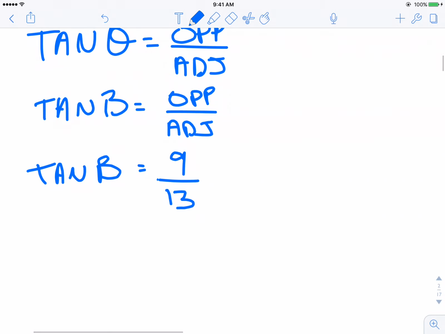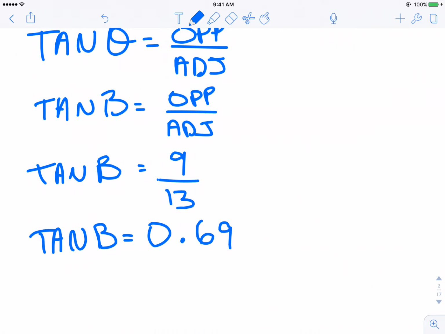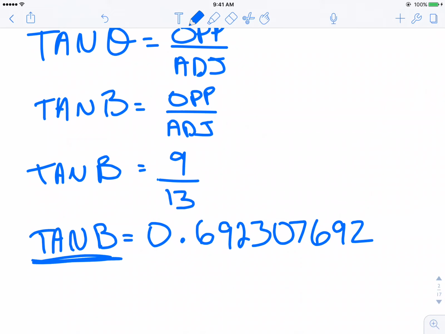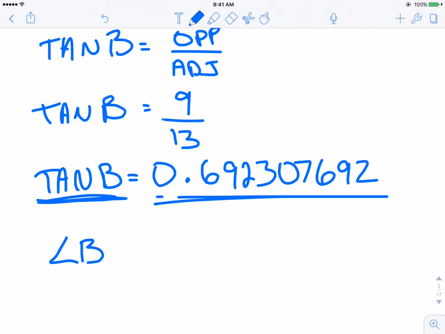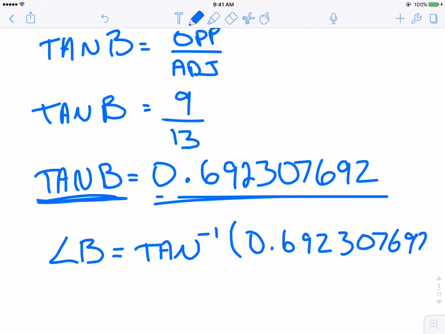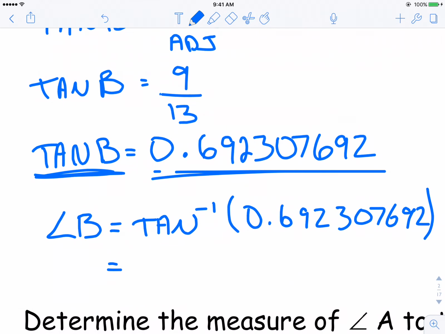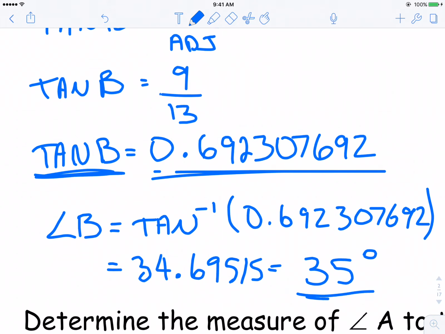Okay. Now remember, this gets us to the point where I have this. If I do this division, I get 0.692307692. Okay. That's our ratio. So the tangent B ratio is this. Now we're being asked what the angle is. Angle B, well, if tangent B is 0.6923, then the inverse tangent of 0.692307692 is 34.6951 or 35 degrees.